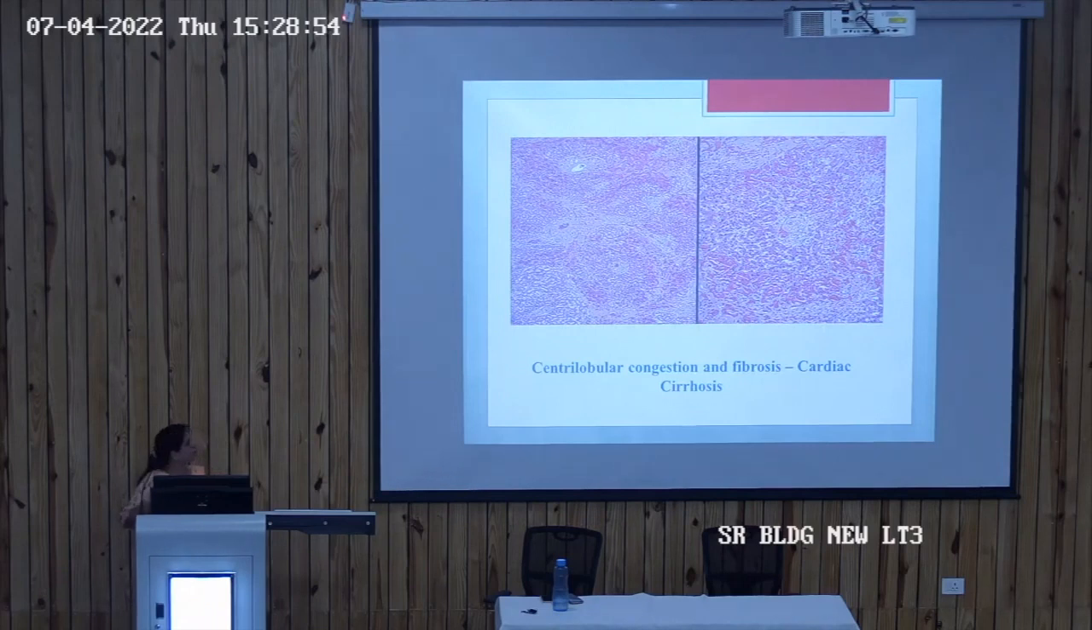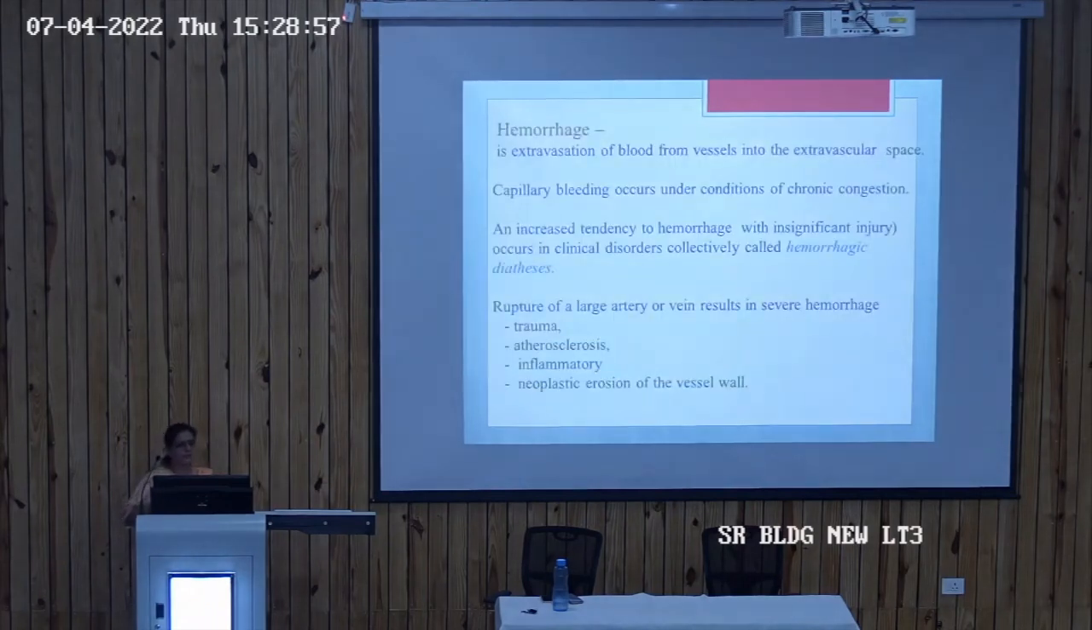This is all fibrosis. So coming to hemorrhage, this is extravasation of blood from the vessels into the extravascular space. Capillary bleeding occurs under the conditions of chronic congestion. An increased tendency to hemorrhage with insignificant injury occurs in clinical disorders collectively called hemorrhagic diathesis. And rupture of a large artery or a vein results in severe hemorrhage, in trauma, atherosclerosis, inflammatory conditions, and neoplastic erosion of the vessel wall.